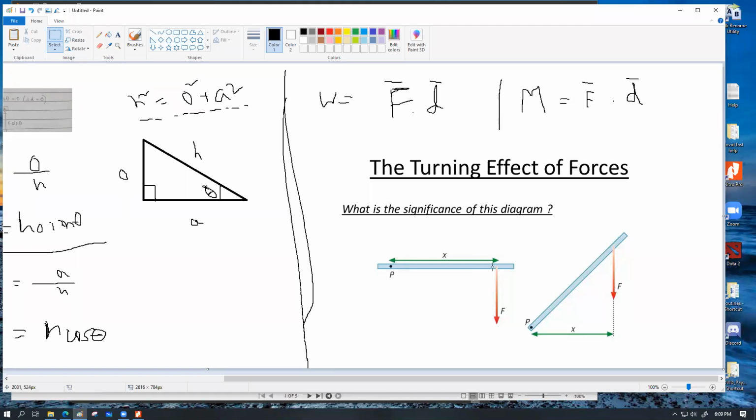This x distance produces a 90 degree angle with the force. In other words, this is the force by which we are trying to rotate the door, and this is the perpendicular distance of the force from the pivot point. That's what I mean by perpendicular distance. So there exists a 90 degree angle between the force and the distance measured of that force from the pivot point. In this case, the relevant moment would be F times x. So that's the basic definition formula.